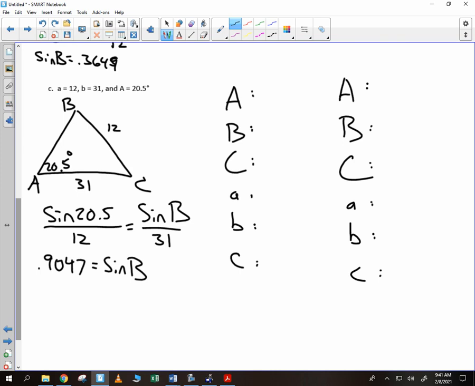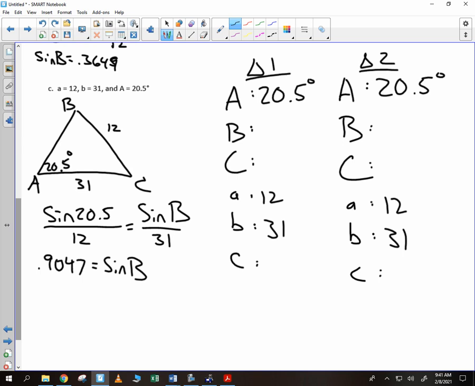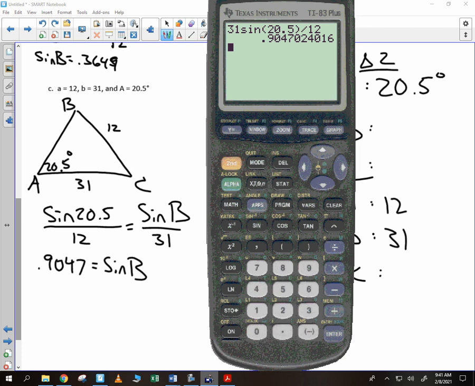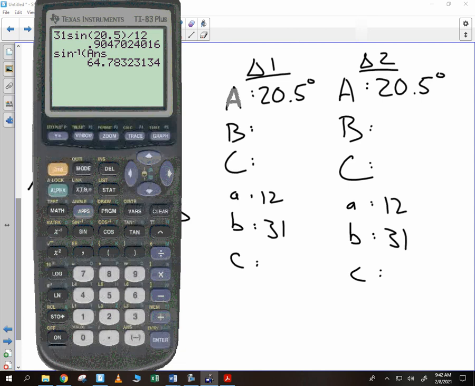In both situations, you know that angle A is 20.5. In both situations, you know that side A is 12. And in both situations, you know that side B is 31. Those stay the same for triangle 1 and for triangle 2. Here's what's different. When we solve for this angle right here, one of the triangles is going to have an acute angle. The other one's going to have an obtuse angle. If you remember, I showed you that at the beginning. So we inverse sine the answer, and I get 64.78. Angle B was 64.78 degrees.